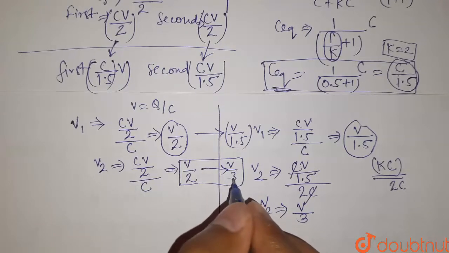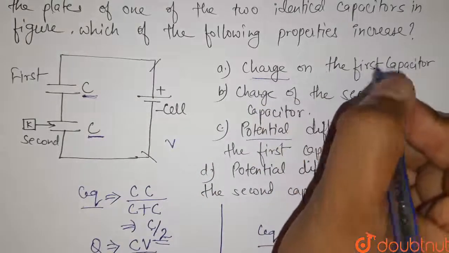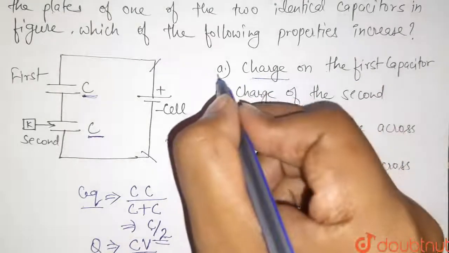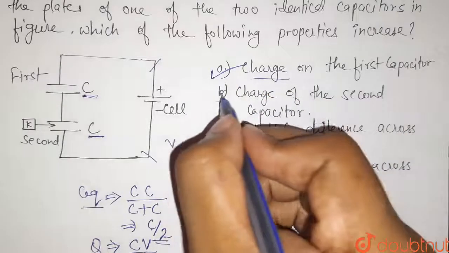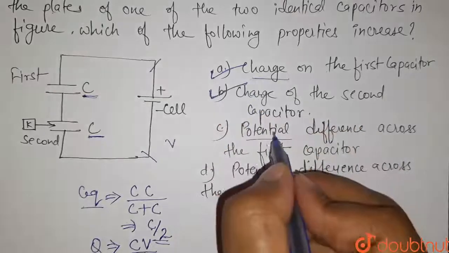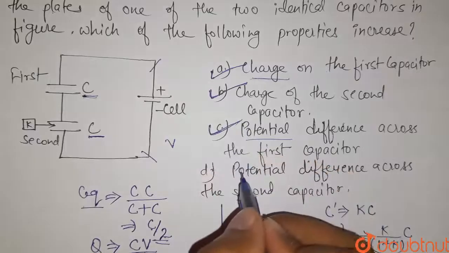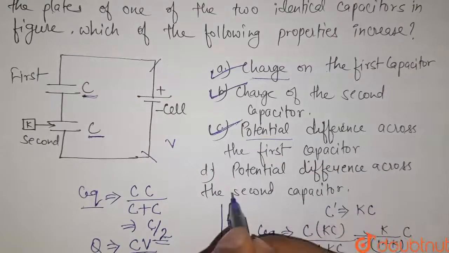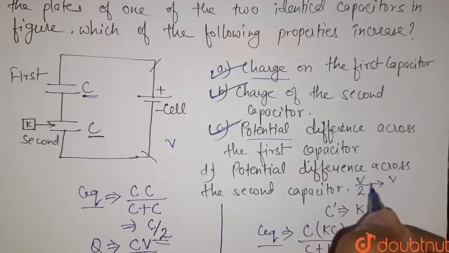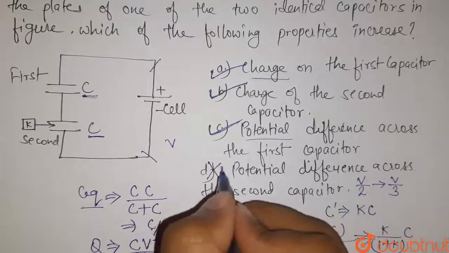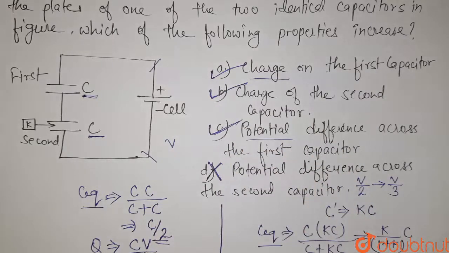Now let us check the options. The first option is the charge on the first capacitor. The charge on the first capacitor increases, as we have seen, so it is a right option. The charge on the second capacitor also increases, so it is also a right option. The potential difference across the first capacitor also increases, so it is also a right answer. Option D is the potential difference across the second capacitor, and we have seen that it decreases from V by 2 to V by 3, so this is a wrong answer. So A, B, C are the right answers, and that is our solution for this question.